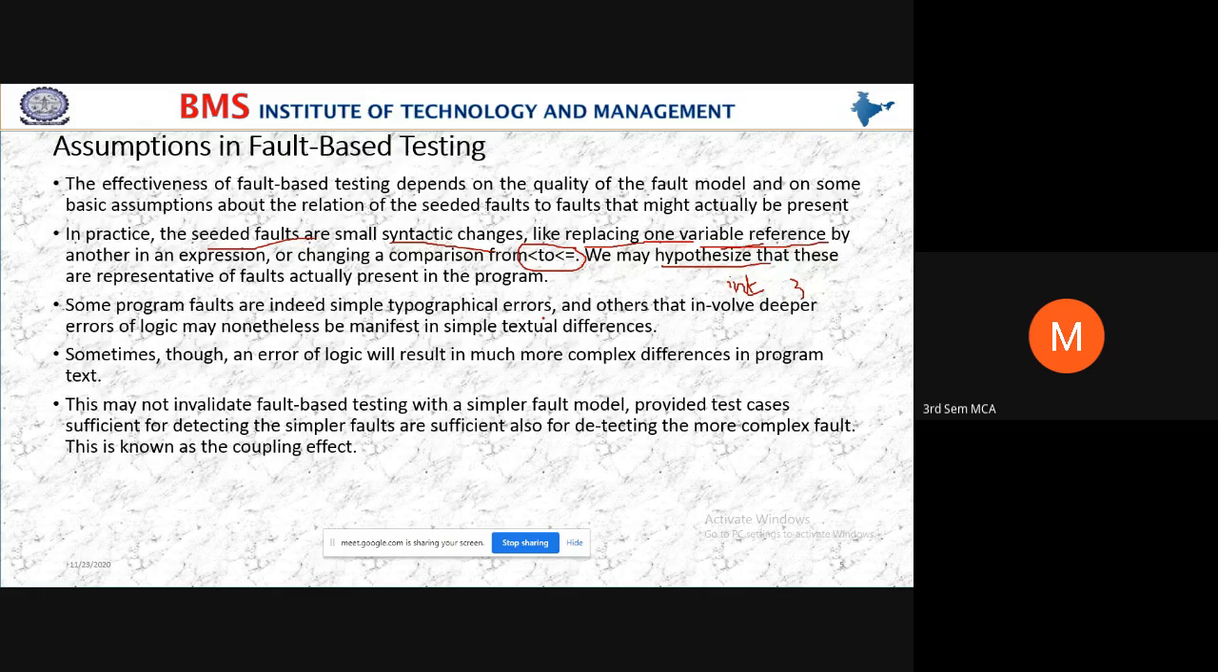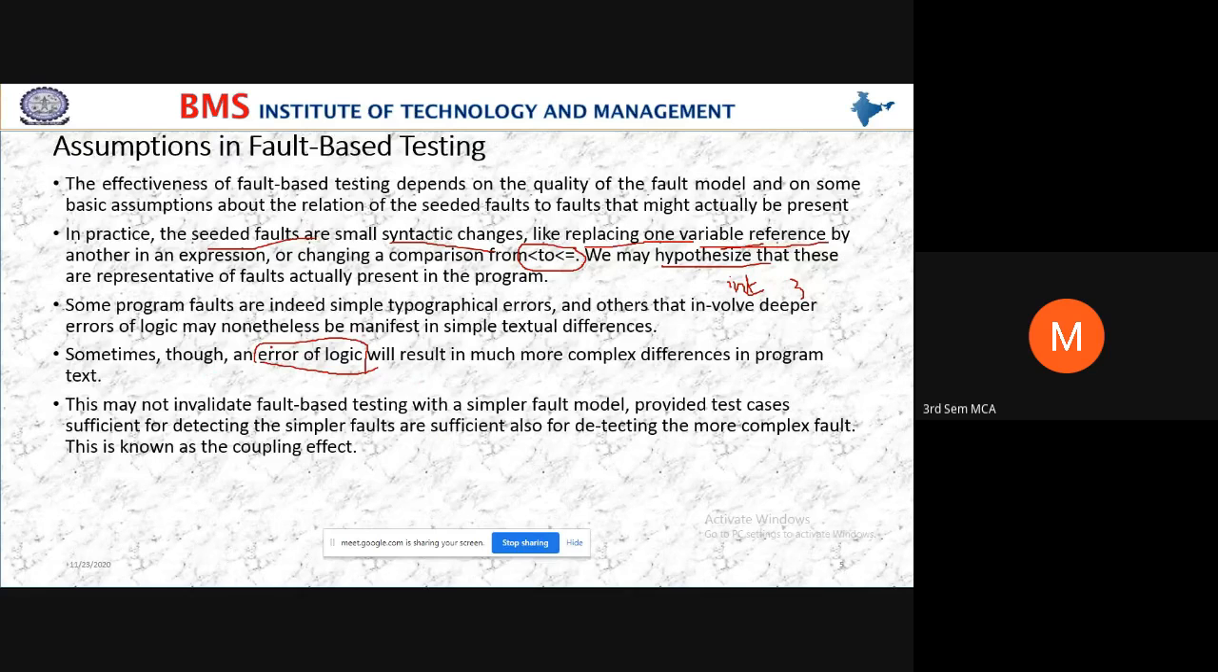If there is any difference in the text, we may not get the desired output. Sometimes an error of logic will result in a much more complex difference in the program text. Because of the logical error, if the logic changes, then we get a lot of difference in the output. Yes, students, even if we have done any minor mistake, we don't get the desired output. If we make any logical error, we also do not get the expected output.